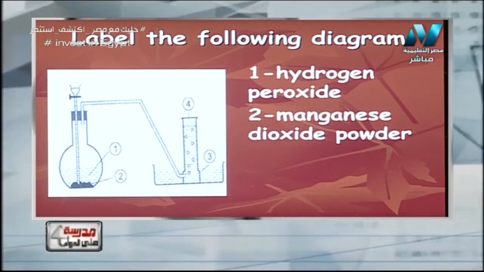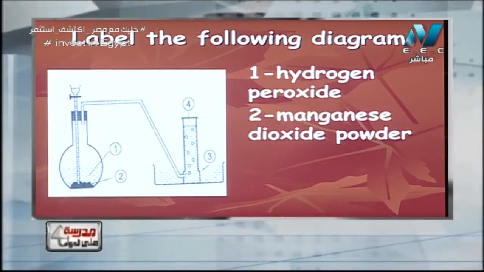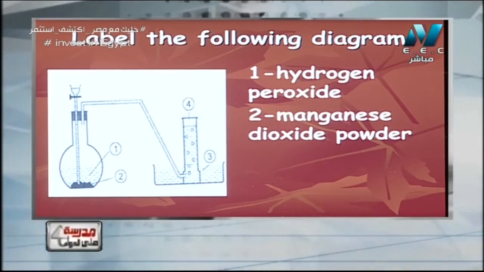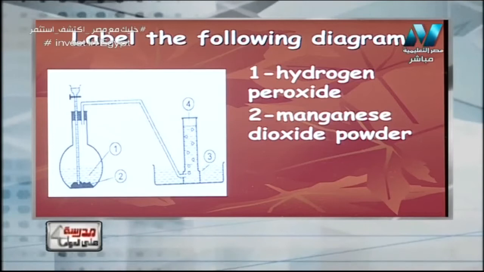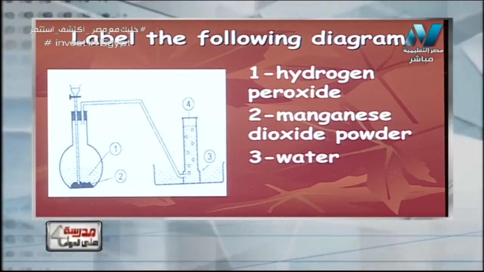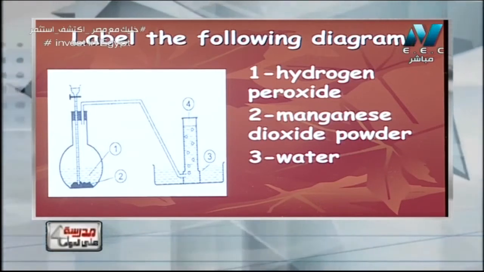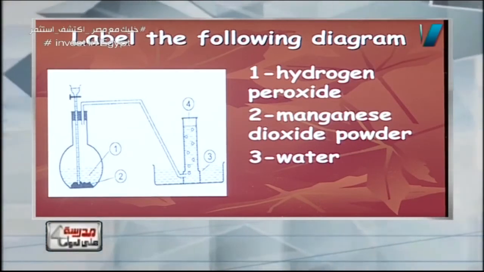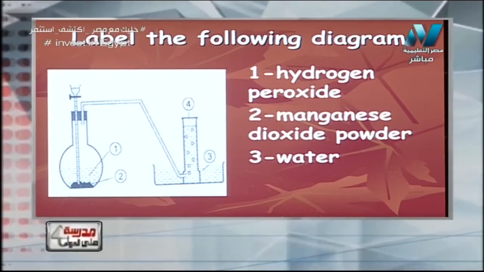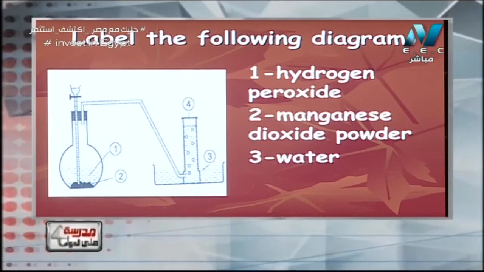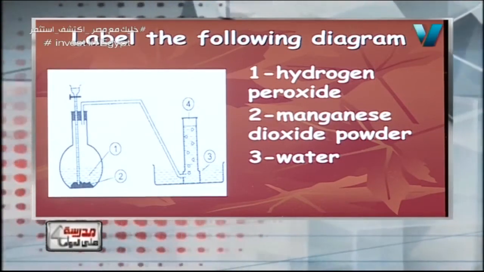So again manganese dioxide powder is a black powder which acts as a catalyst، بتقوم بدور الكاتاليست أو العامل الحفاز that increase the speed of the reaction، بتزود سرعة التفاعل الكيميائي. Number 3 will be water. Number 3 will be water because I collect oxygen gas here by water، بنجمع الأكسجين عن طريق المية. Why? Give reason, that's a very important give reason question: because oxygen scarcely dissolves in water. الأكسجين نادرا ما بيدوب في الماء.